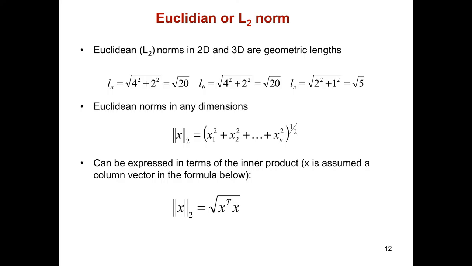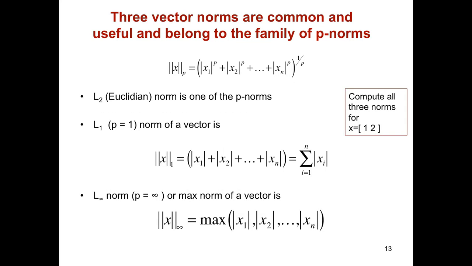Even if I give you something from the field, let's say porosities or so forth, you could do the L2 norm of a porosity vector that comes from a velocity. It doesn't matter. It doesn't have to be our two-dimensional or three-dimensional space that we're so used to in geometry.